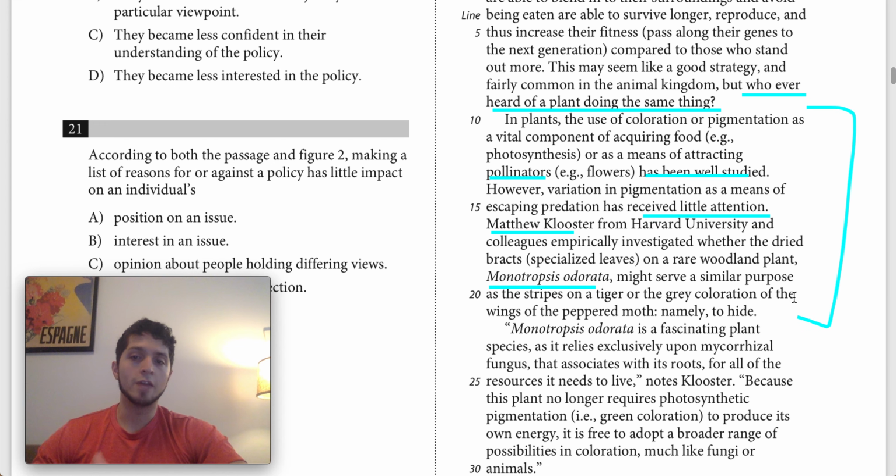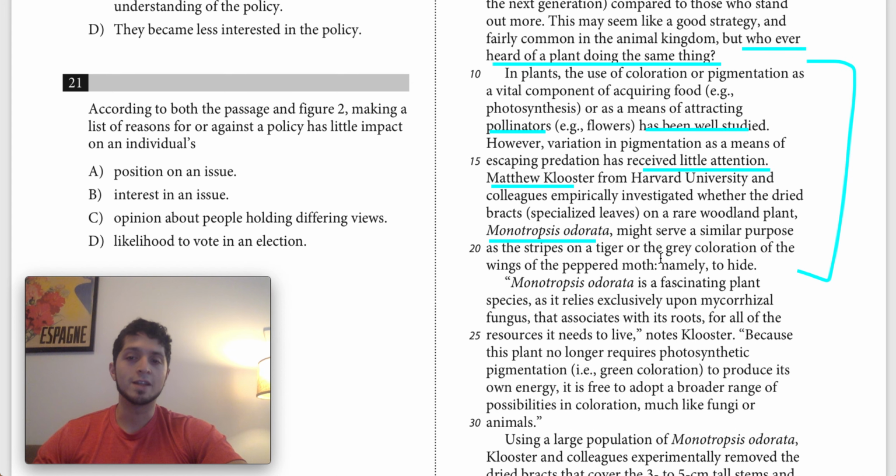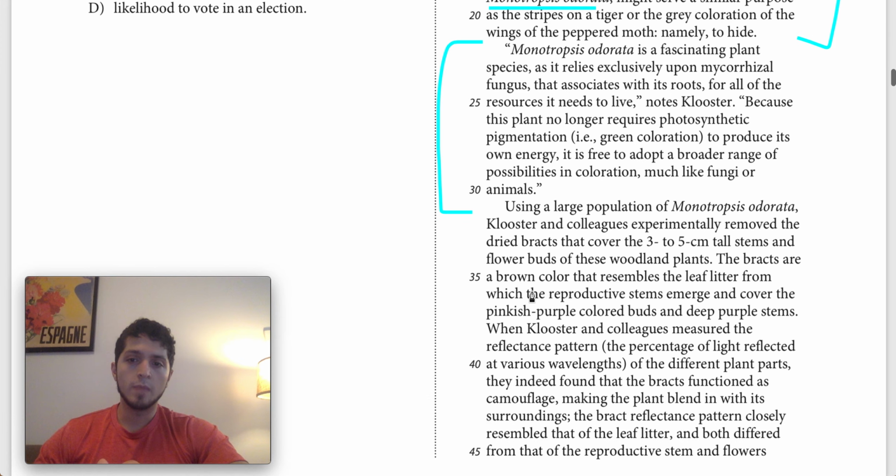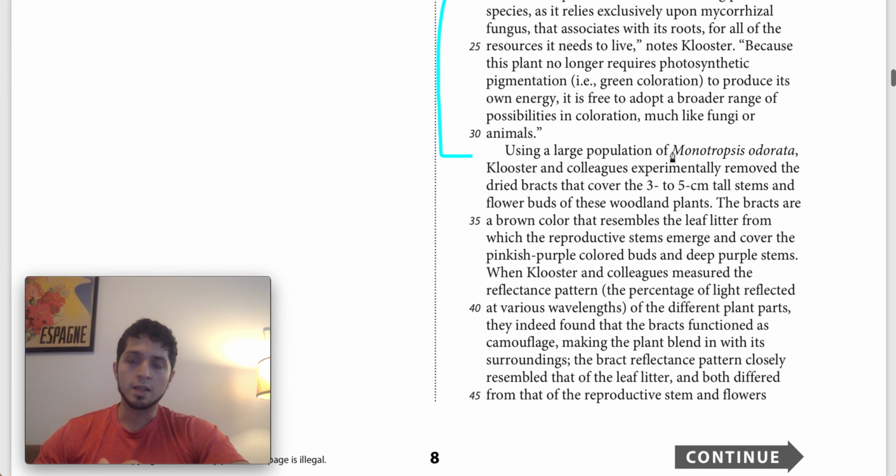Again, pretty typical of an SAT science passage where once we go through the general phenomenon, then we're introduced to the more specific target question, and then we're introduced to the researcher or the scientist who investigated this. So now we know we're looking at a specific plant to see if it has camouflage. So here is Klooster explaining some things about the plant species, right? And then down here, basically this is explaining the methodology of the study that he used.